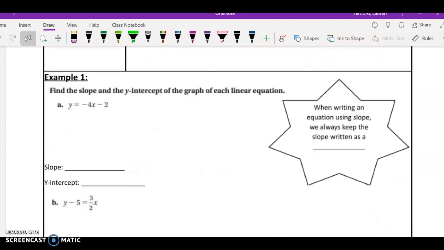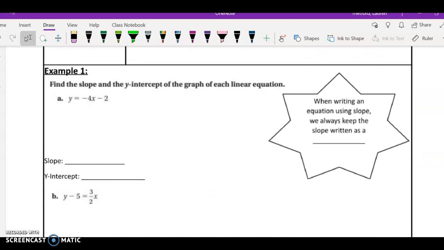So let's look at example 1. It says find the slope and the y-intercept of the graph of each linear equation. So when writing an equation using slope, we always keep the slope written as a fraction, and that's super important. So let's make sure we have that written down first.